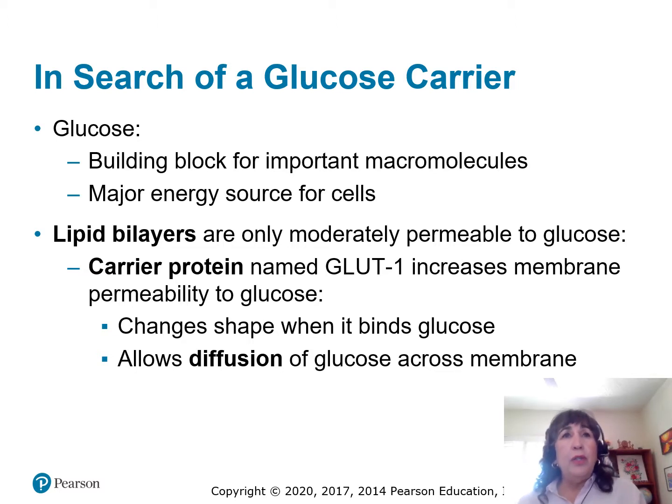So I use glucose. A special carrier protein is called GLUT1. GLUT1 picks up a glucose on one side of the membrane and deposits it on the other side. So this is called a carrier protein because it's carrying the glucose across the membrane, but it is still a form of diffusion.